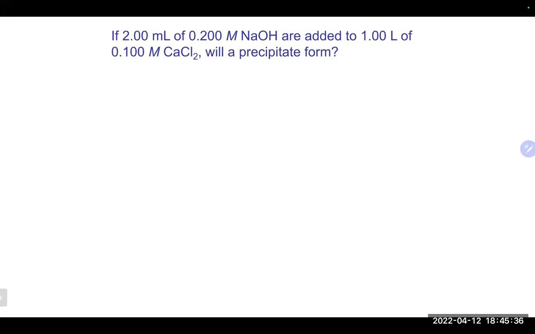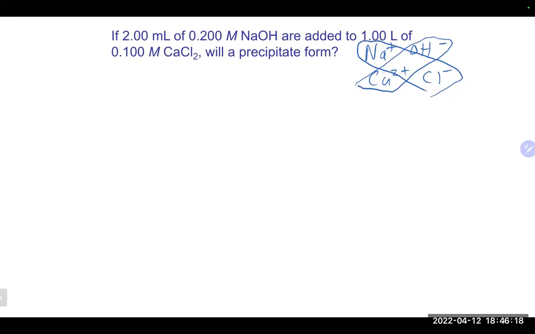So if we take a solution made by taking 2 milliliters of 0.2 molar sodium hydroxide, and we add it to 1 liter of 0.1 molar calcium chloride, will a precipitate form? So really the first thing you want to think about is your solubility rules. Sodium hydroxide is a source of sodium and hydroxide. Calcium chloride is a source of calcium and chloride. So really your one option is the switcheroo, right? We have calcium hydroxide that could come together, or we can have sodium and chloride come together.